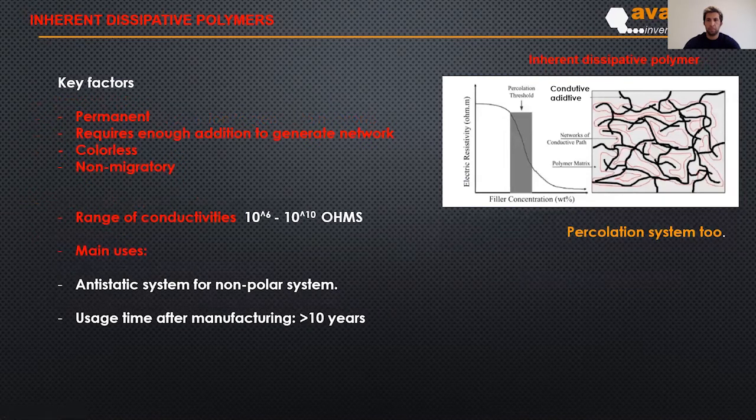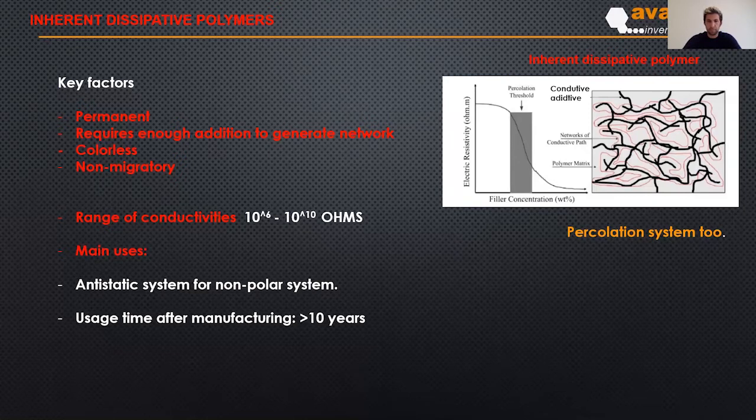There is a derivative of the use of carbon black that works with inherent dissipative polymers. An inherent dissipative polymer is a plastic that is inherently antistatic or dissipative. Imagine that you have a polymer that has the capability to transfer the conductivity from one part to the other very easily.